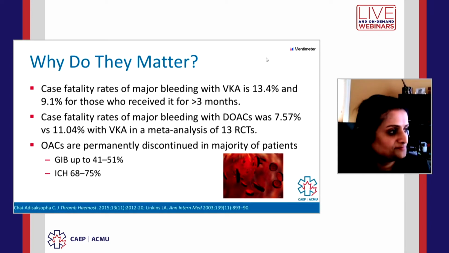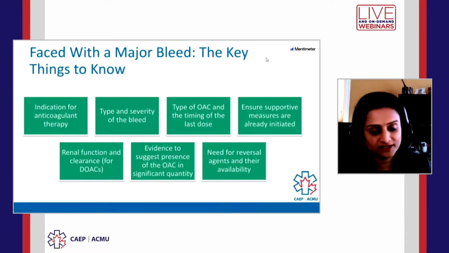Next slide, please. Whenever you're faced with a major bleed in these patients, the key things to know are, after we have screamed into our own head, oh my God, what am I going to do? How do we go about this in a systematic manner of assessing how we constitute our management plan for these patients? So first thing always is establish your indication for anticoagulant therapy. Are they on it for atrial fibrillation? Are they on it for a VTE indication? And do they need to be on it after this event?